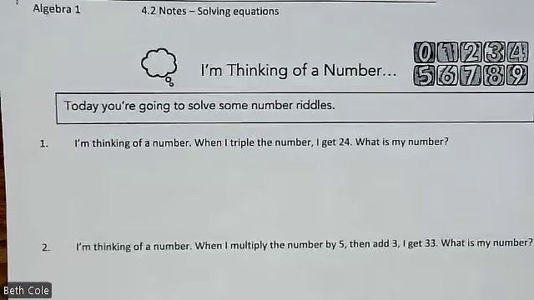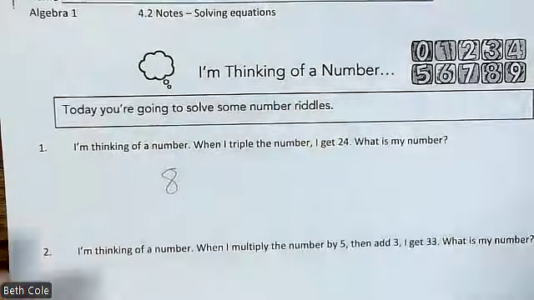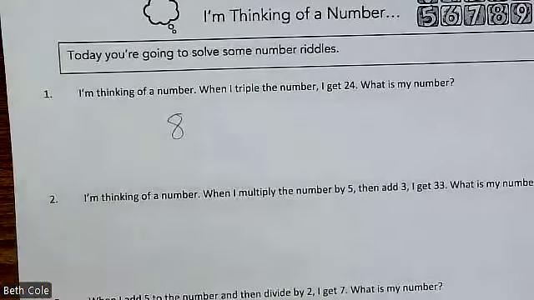So number one, I'm thinking of a number. When I triple it, I get 24 as my result. What's the number? 8 is correct. Good job, guys. And we're going to discuss how we got that without screaming and shouting.